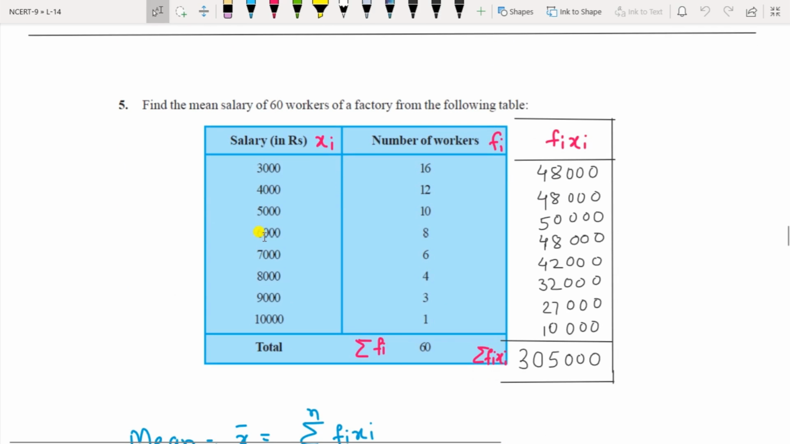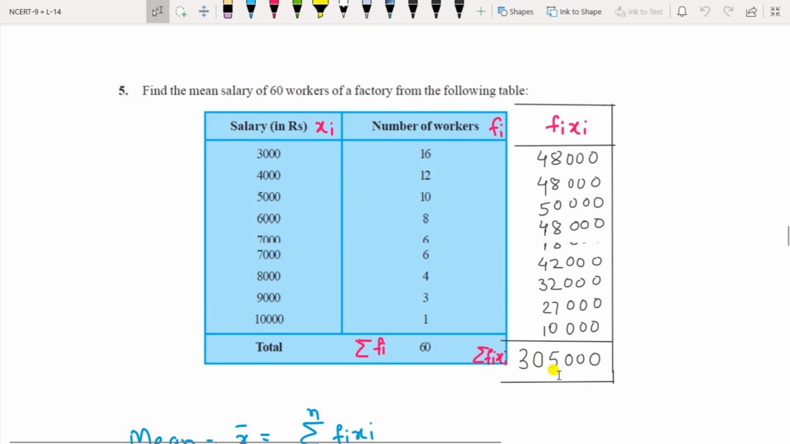Question 5th is find the mean salary of 60 workers of a factory from the following table. So now here the table has been given. Now here the salary and here are the workers, number of workers. So let this be xi and these are the frequencies. So let this be fi, and this is the total of frequencies, so this is sigma fi. Now make another column here, and it will be your fi xi, that is multiplication of xi and fi. Multiply it and write all these numbers. And its total then, that is sigma fi xi.